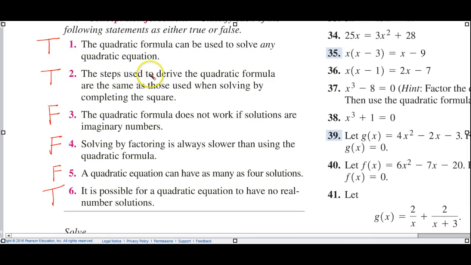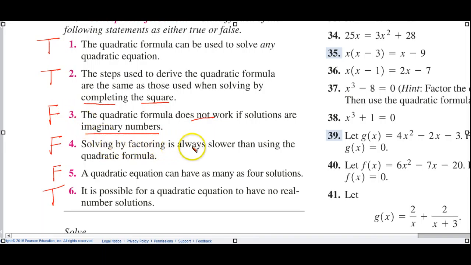Number 2, the steps used to derive the quadratic formula are the same as those used when solving by completing the square. That was what we showed you as part of our lesson, right from our textbook, where they bring the C term over and go through the steps of completing the square. That gives you the generalized quadratic equation. The quadratic formula does not work if solutions are imaginary numbers. It does work, so therefore this is false.